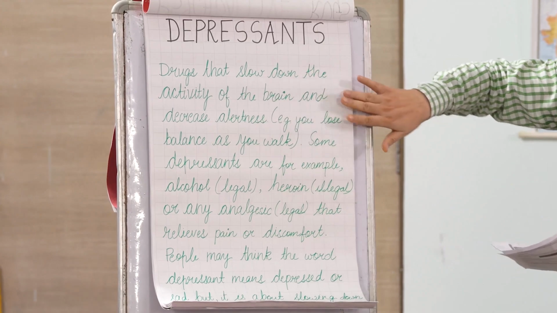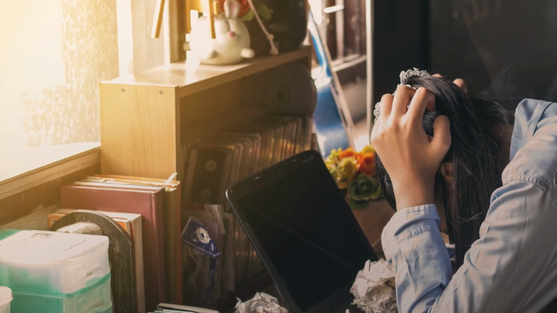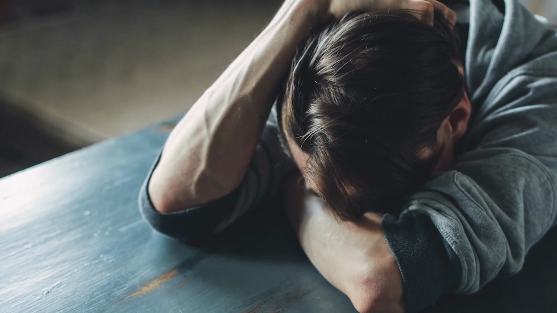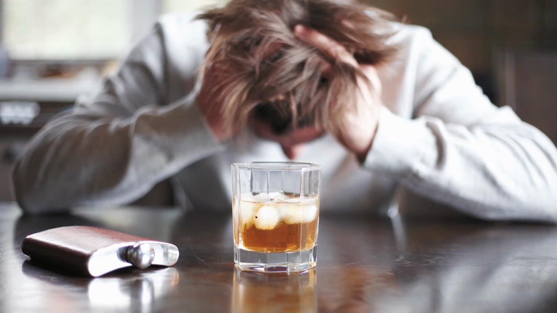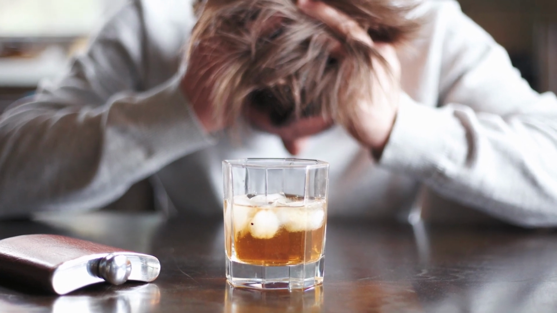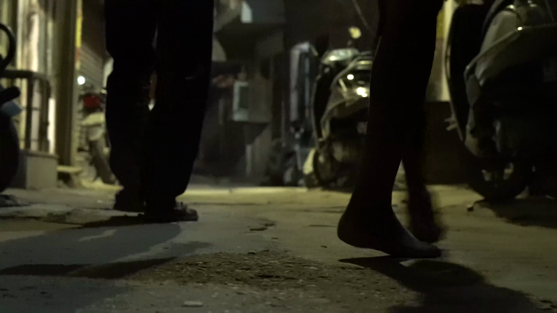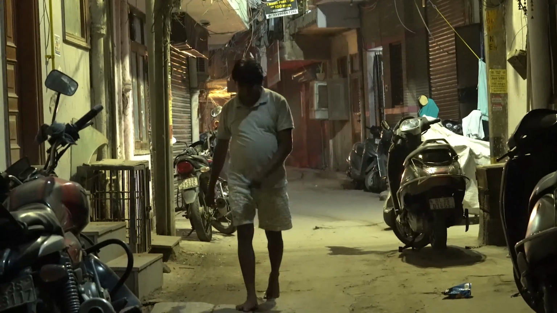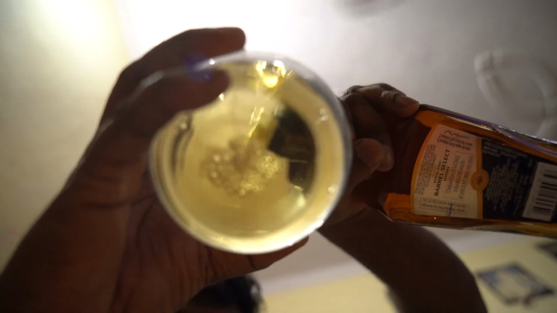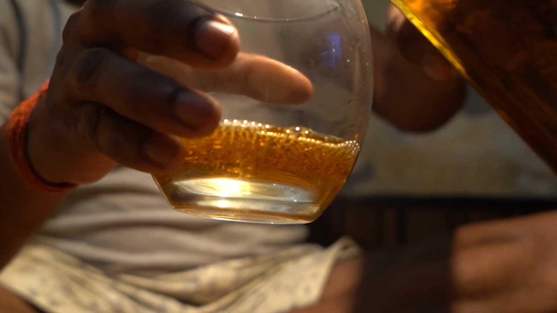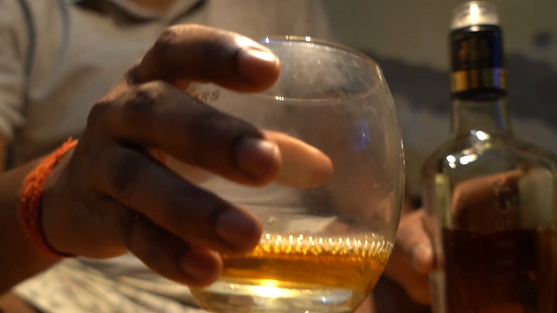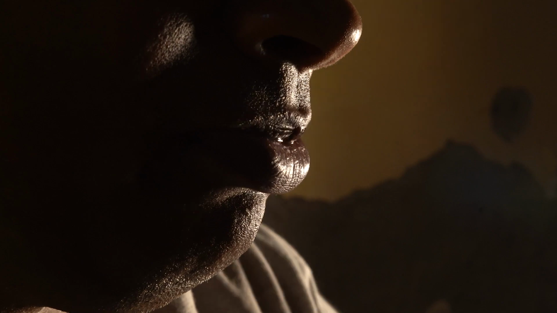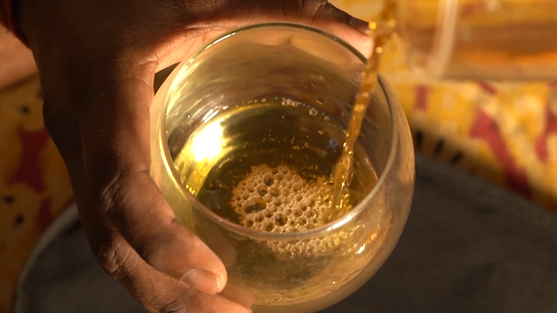So we'll first discuss what depressants are. Drugs that slow down the activity of our brain and decrease alertness. We are less alert. For example, you could lose your balance as you walk. You may not even be able to walk properly. Some depressants are, for example, alcohol, which is legal for a particular age group. Am I right? Yes. It is legal for a particular age group, not for everybody. But yes, it is legal and it's available.